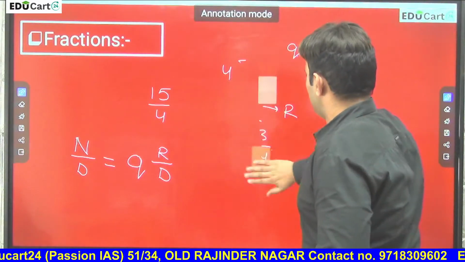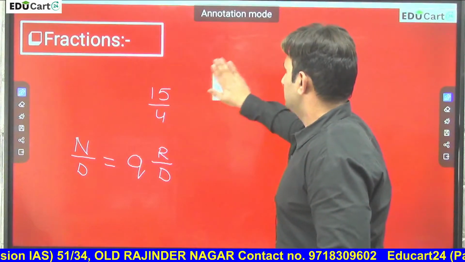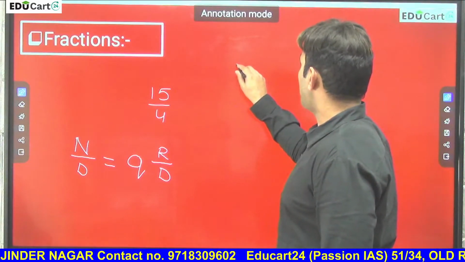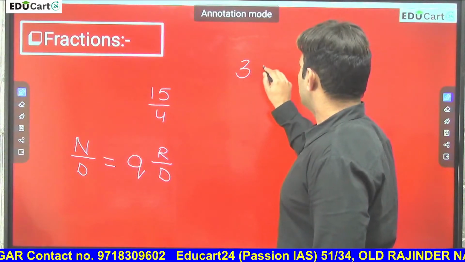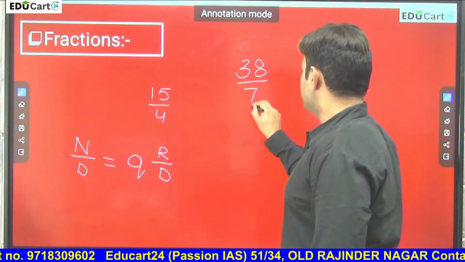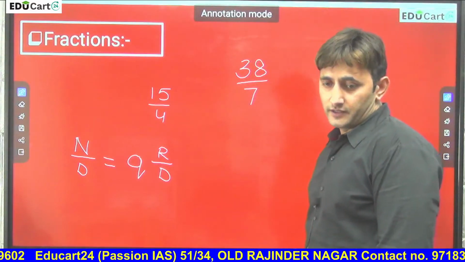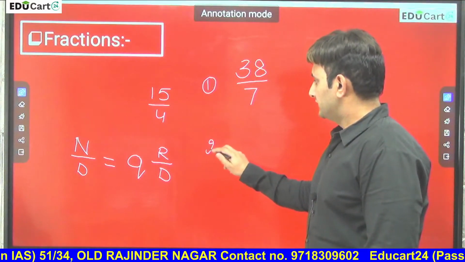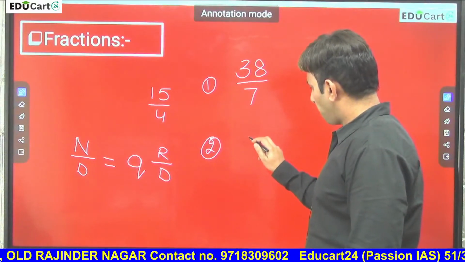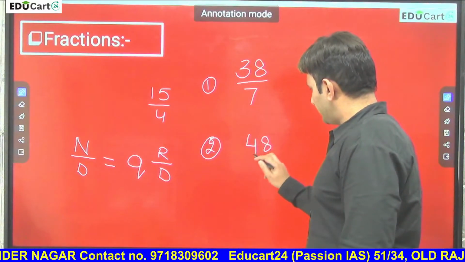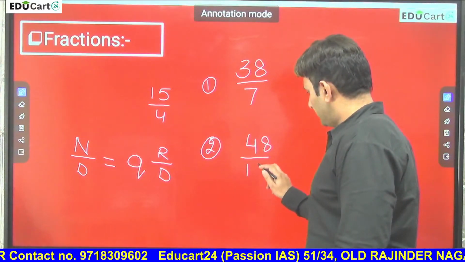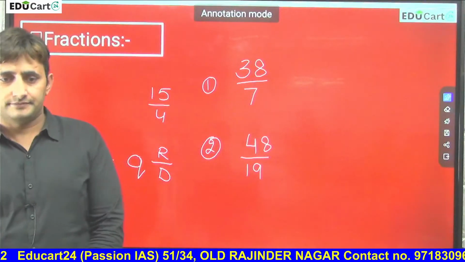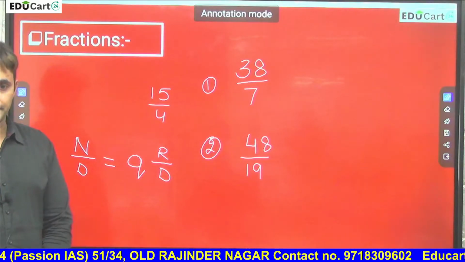So let me take one more simple question here. 38 upon 7. Write this in the mixed format, in the mixed fraction. Second, 48 upon 19. Write this. 48 upon 19. Write quickly.